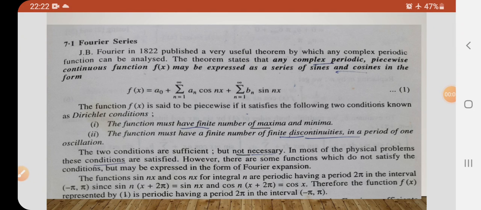And today's topic we are going to study is the Fourier series. Okay, let us start with the function and the coefficients for this.